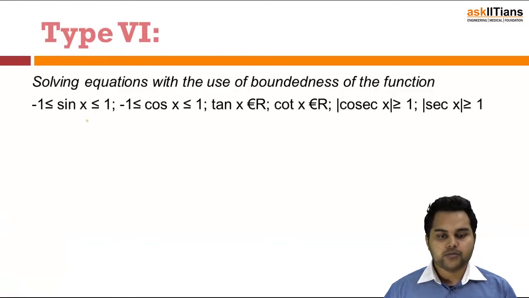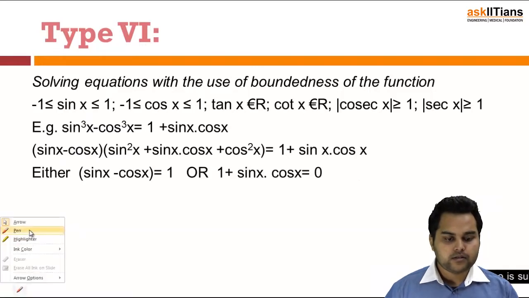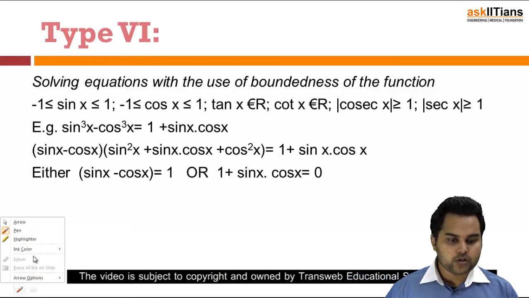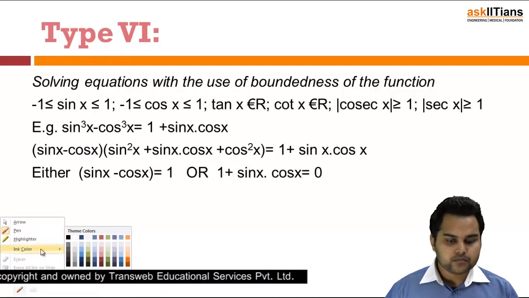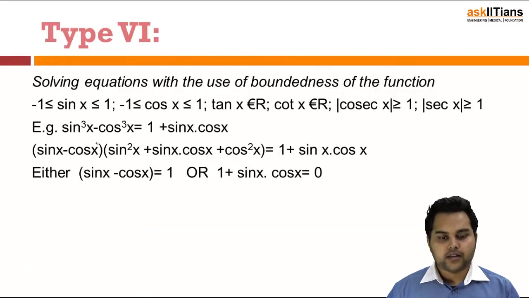Now if I talk in terms of an example, let's say I have sin cube x minus cos cube x is equal to 1 plus sin x cos x. Now a cube minus b cube can be written as (a minus b)(a square plus ab plus b square). That's what I did on the left hand side.